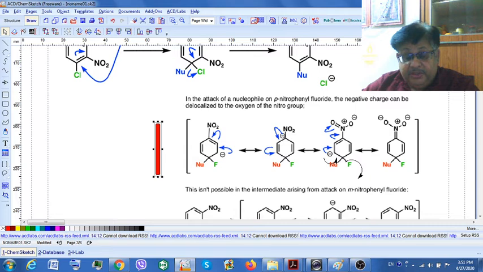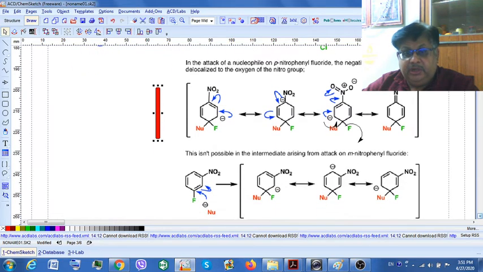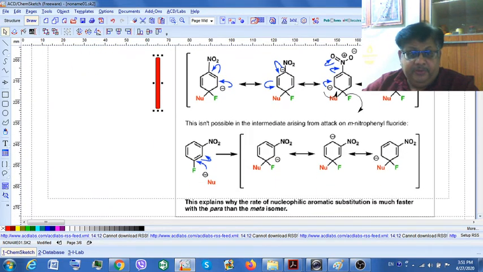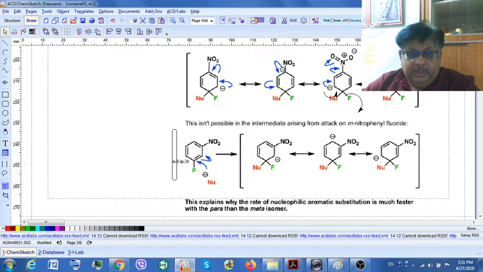The intermediate carbanion is stabilized here if you have NO2 either at ortho or para positions, because the negative charge is directly under NO2. Now that will give you the stable intermediate. What happens if NO2 is at meta position?